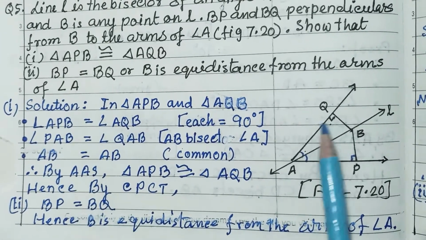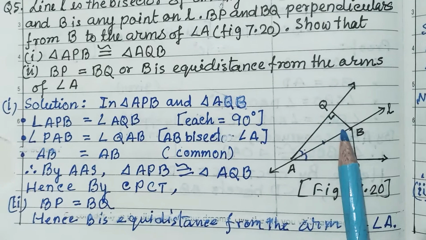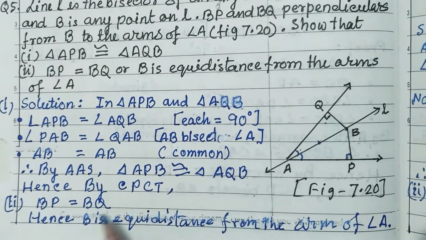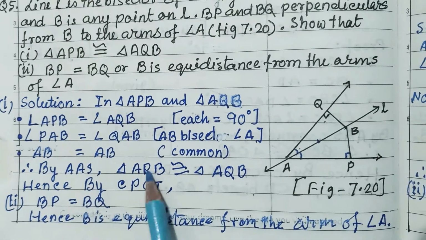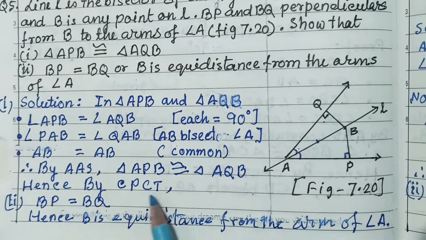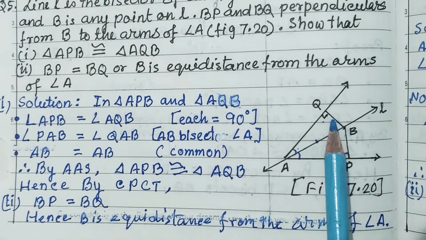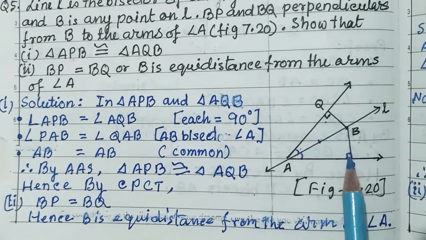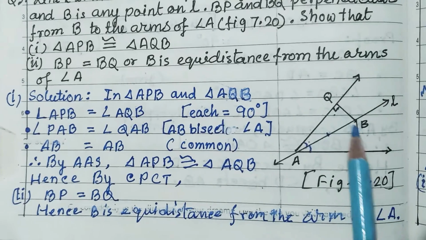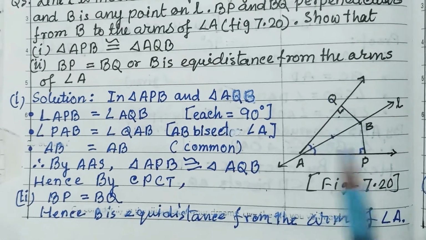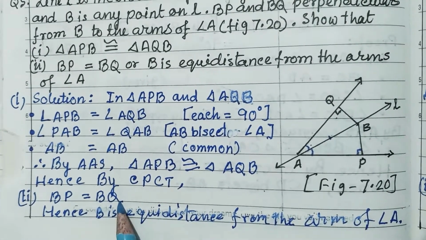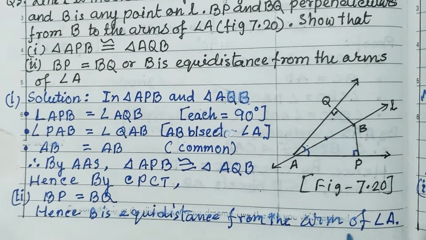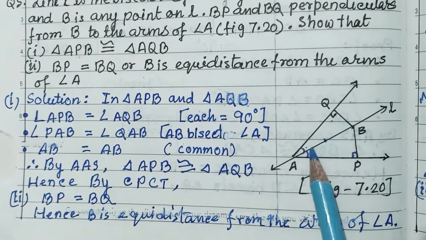So by the angle side angle congruency rule, these two triangles are congruent, and by CPCT, the corresponding parts of the congruent triangles, BP or PB is equal to BQ. These are equal. Hence B is equidistant from the arms of angle A.